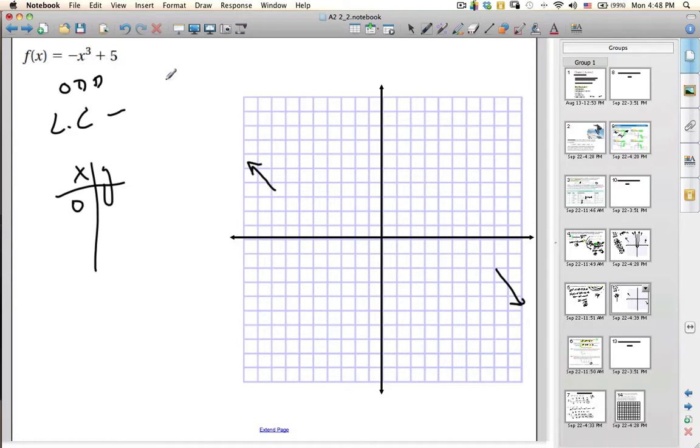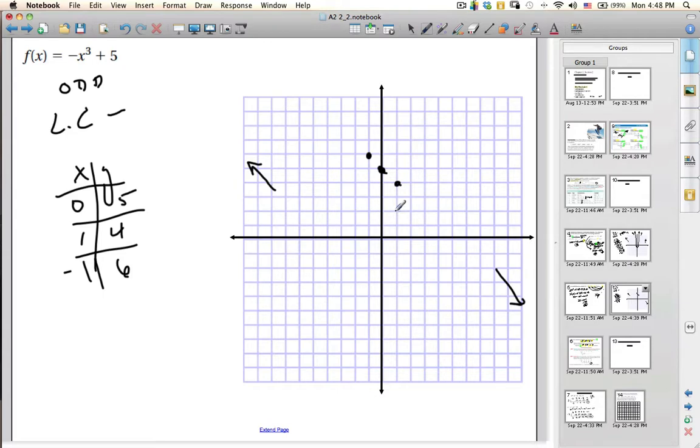When I plug in 0, I get 5. There's a point. I'm going to pick 1. 1 cubed is 1. The opposite of 1 is -1. -1 plus 5 is 4. So I'd be here. I'm headed back down. If I pick -1, I'm going to see what happens going in the other direction. -1 cubed is -1. The opposite of -1 is 1. 1 plus 5 is 6. So at -1, I'm up here at 6.